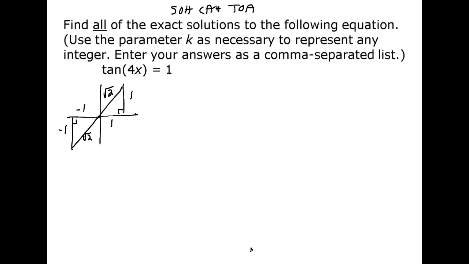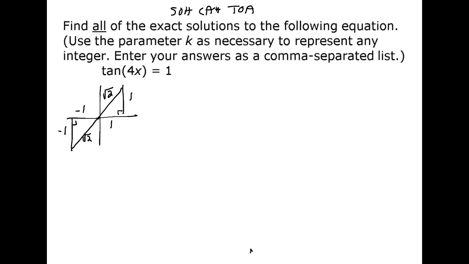So this is a 45-degree angle, or pi over 4. And then how many pi's over 4 do we go to get to this one? If we divide into 8 slices here, we see 1, 1, 2, 3, 4, 5 pi over 4. So the 4x can be pi over 4, 45 degrees, or the 4x can be 5 pi over 4, 225 degrees if you convert to degrees.